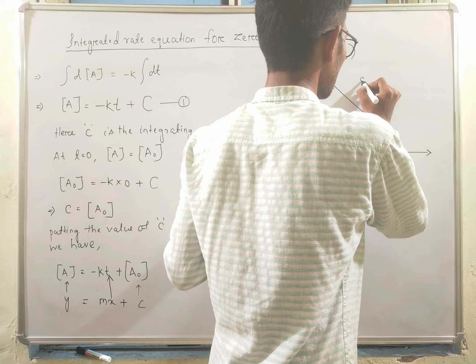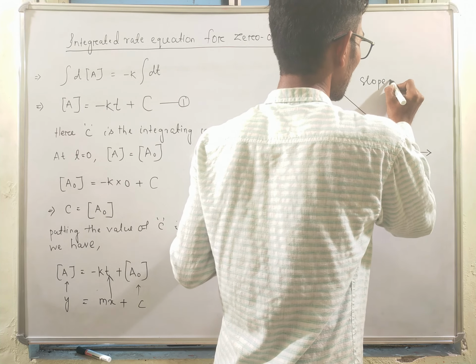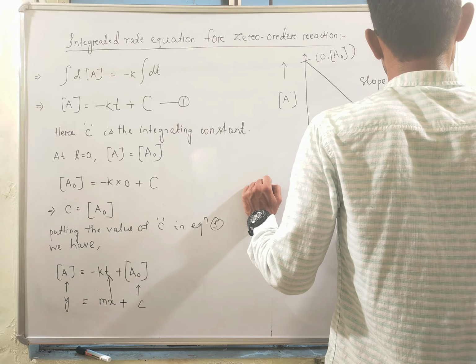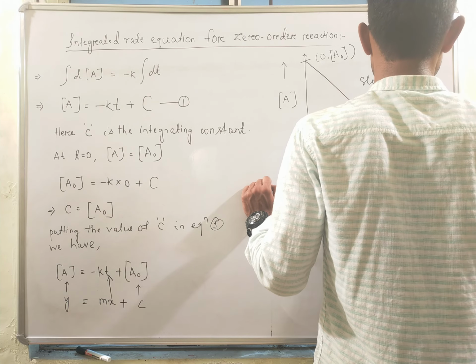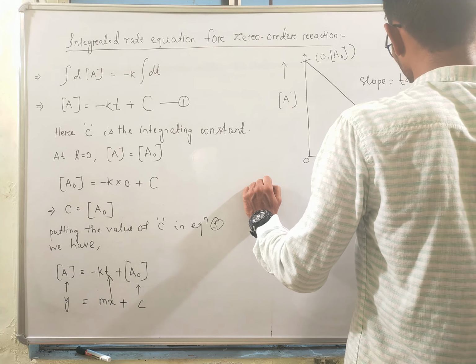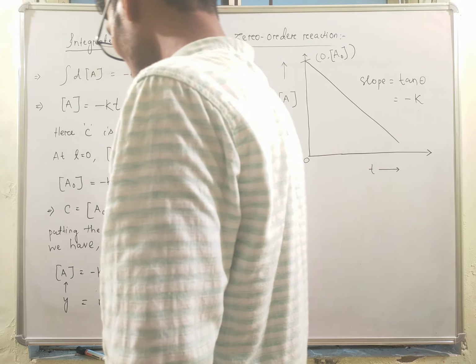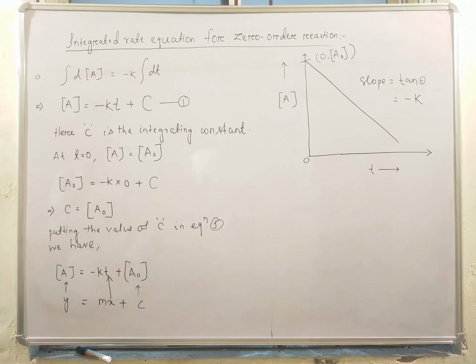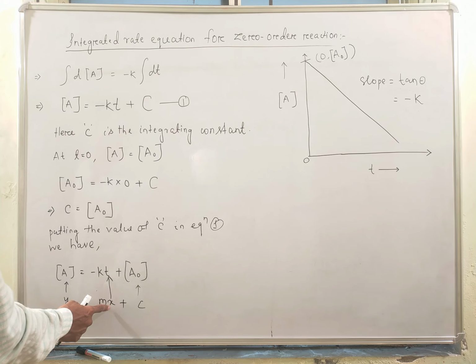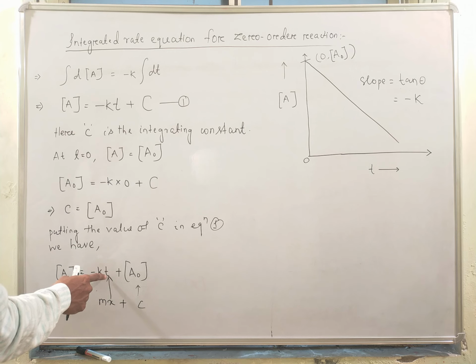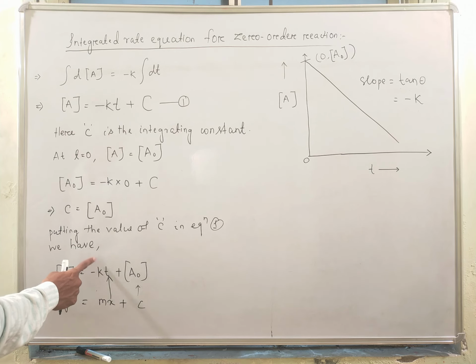Here slope equal to tan theta is equal to minus k. So the coefficient of x is the slope. y equal to mx plus c, here slope is m. In this equation here, slope is minus k, that is the coefficient of x, that is slope, minus k. Here slope is minus k.